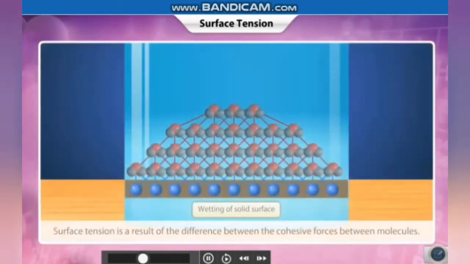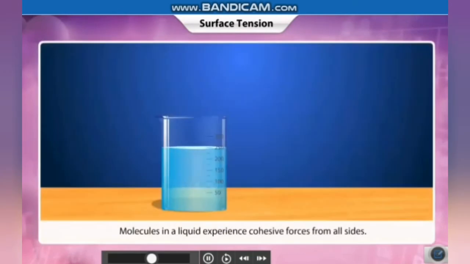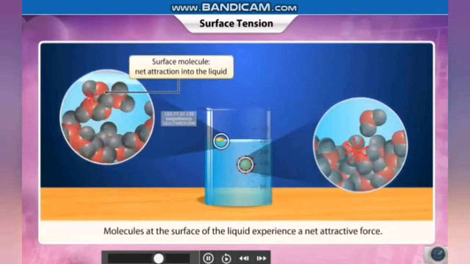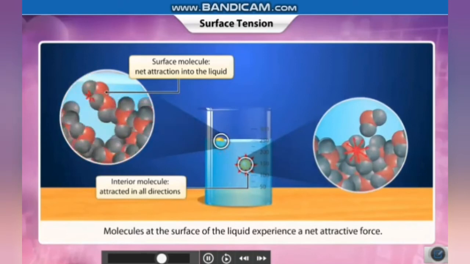Cohesive forces between the molecules at the surface of the liquid and at the bulk of the liquid: there is a difference between those cohesive forces. Molecules in a liquid experience cohesive forces from all sides, that is, the molecules which are in the bulk. The molecules at the surface of the liquid experience a net attractive force which is downwards towards the liquid.